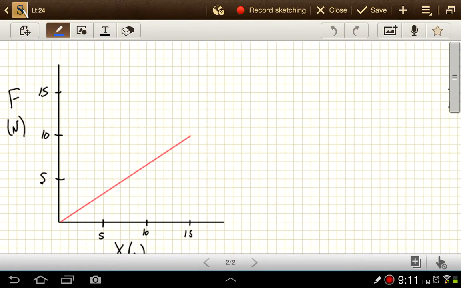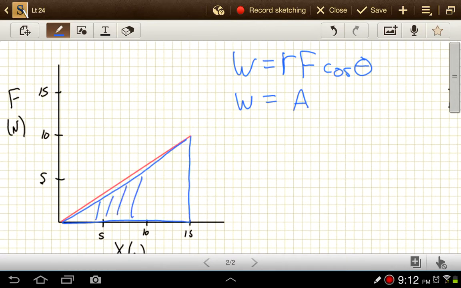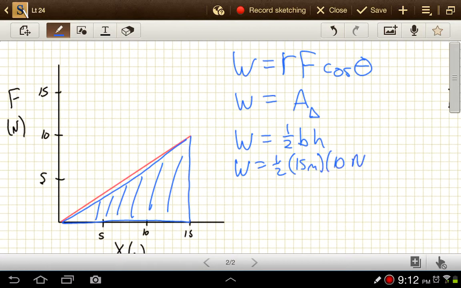If we had this one where force is changing, now the equation work equals rF cosine theta, we can't really use because the force is changing. Do we use the starting value for the force or the ending value for the force, or what do we do here? Well, the area still works, so the work is going to be equal to the area of this triangle. So work then is going to be 1/2 base times height for that triangle, which is 1/2 times 15 meters times 10 newtons. So work is going to be, let's see, 1/2 times 10 is 5, times 15 must be 75 joules.